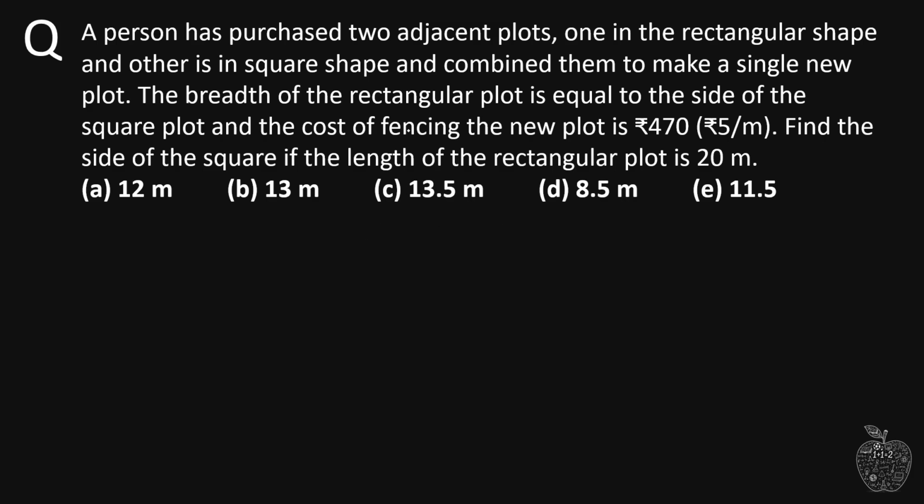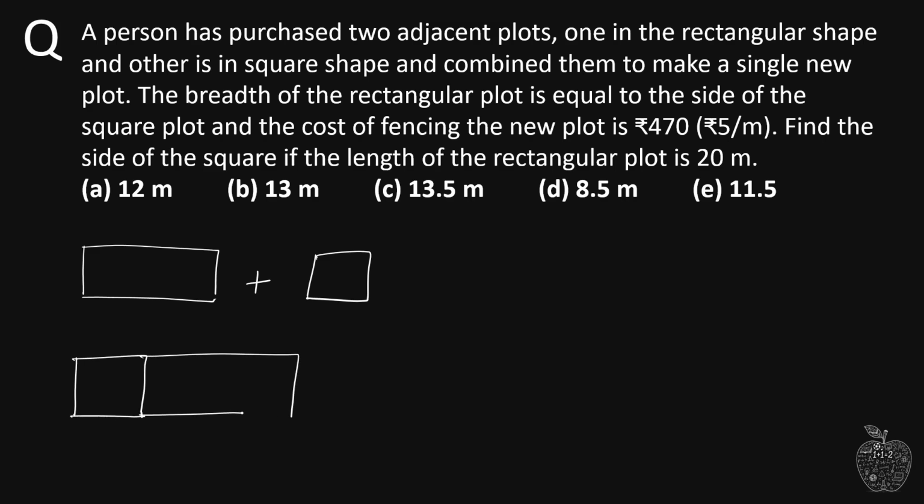Alright, what we are given is that a person has purchased two adjacent plots. One is rectangular and one is square, and he combined them in such a way that the breadth of the rectangular plot is equal to the side of the square plot. So the combined plot would look something like this. This is the square plot and this is the rectangular plot, and the breadth of the rectangular plot is equal to the side of the square plot.